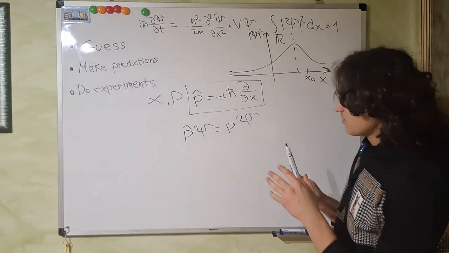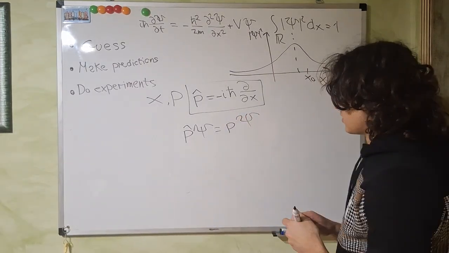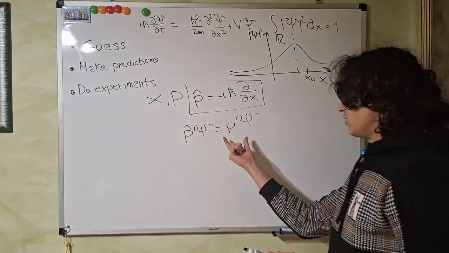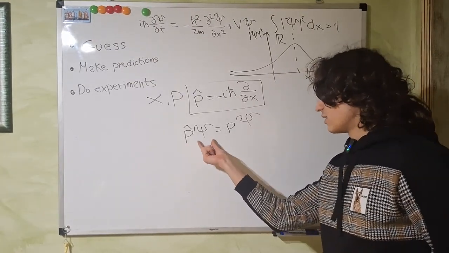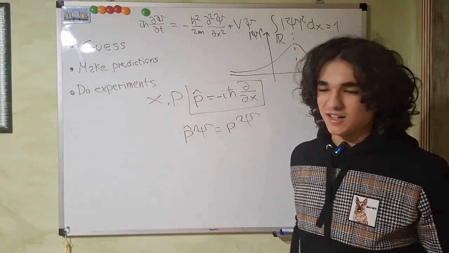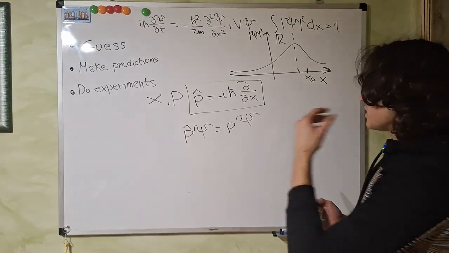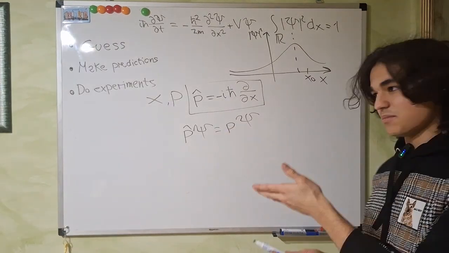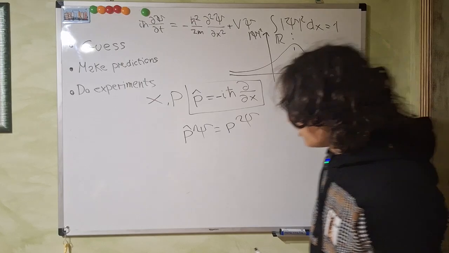And I think it's too early to talk about this. This is an eigenvalue of this eigenfunction, this kind of abstract linear algebra equation, and it basically tells the momentum the particle has if it is in that state psi.